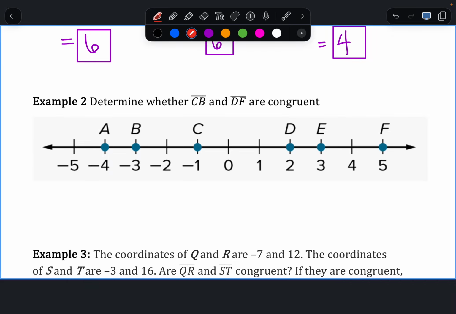Matson, what is the measure of CB? Notice how there's no hat on CB if I'm talking about the measure. Emma, what's the measure of DF? Okay, so since the measures are not the same, CB, the segment, and DF, the segment, are in fact not congruent.